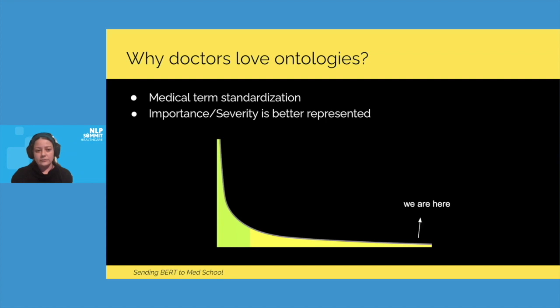Another reason doctors love ontologies is because the representation of importance and severity of terms there is better than in free text. We talked before about the all happy families phenomenon, where the important or rare findings weren't adequately represented. So what happens is that most of the ontology is focused on the area of the rare findings or the important findings. Each finding will be represented in respect to how important it is, how many synonyms it has, how many subtypes it has, and not according to its prevalence in free text records, which might be misleading.